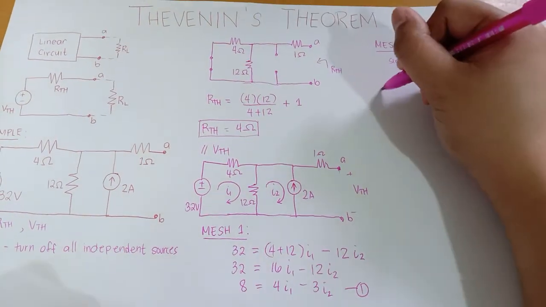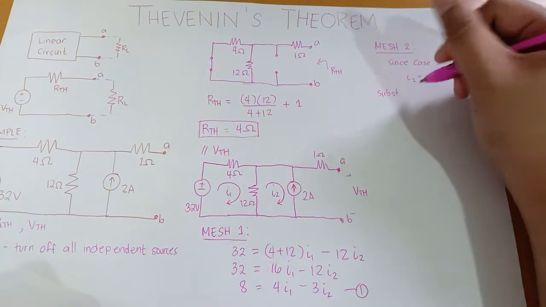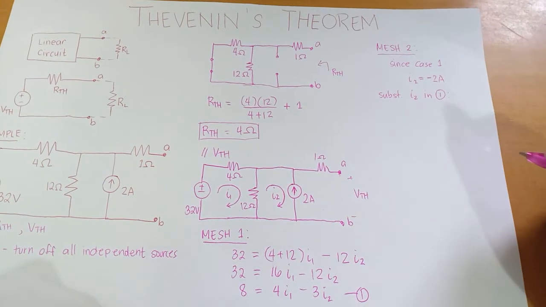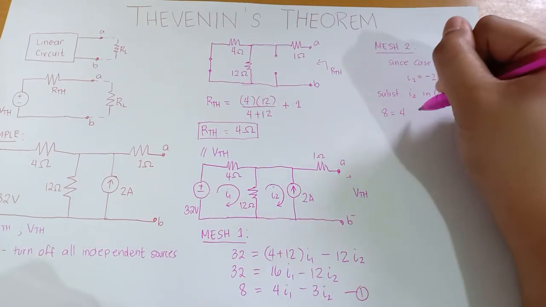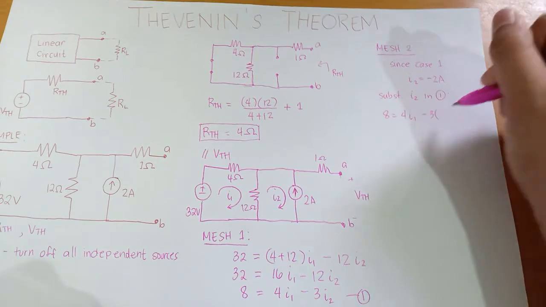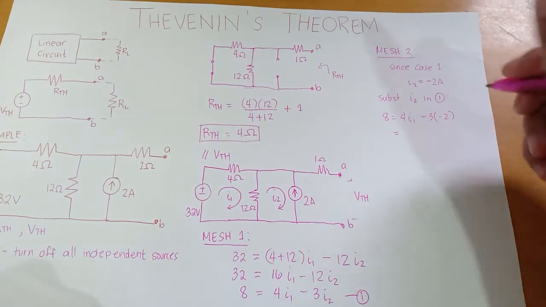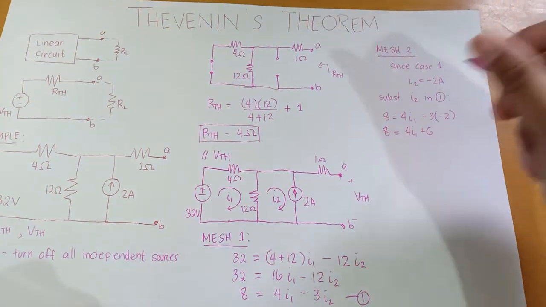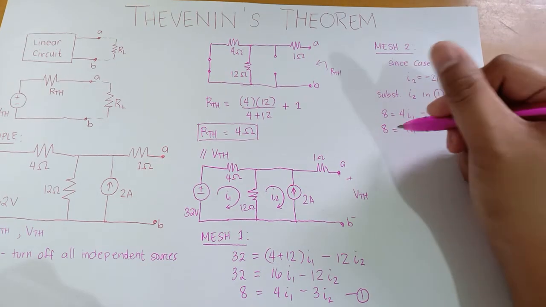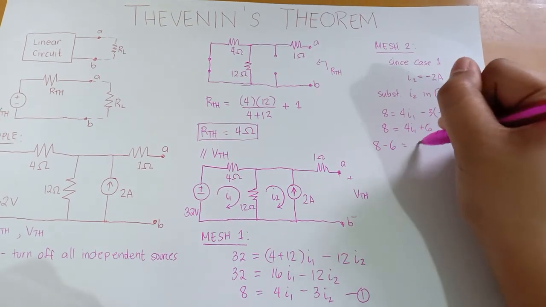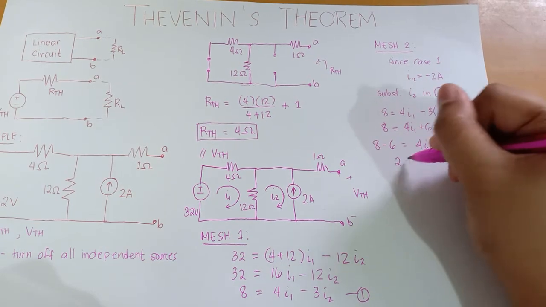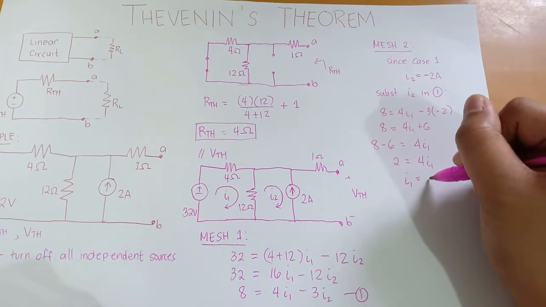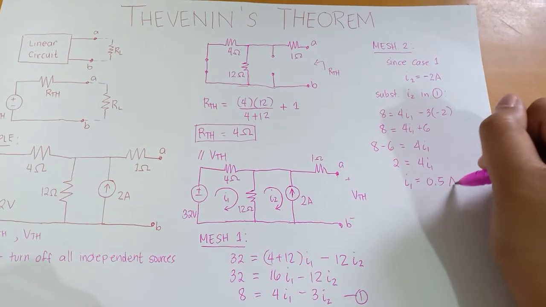So, next, alam na natin yung I2. Kailangan lang natin I1. I-substitute na natin. Substitute I2 in equation 1. So 8 is equal to 4 times I1 minus 3 times negative 2. So, ito, 6, 4 I1, 8. Transpose natin sa kabila. So, we have 8 minus 6 equal to 4 I1. 2 is equal to 4 I1. And then, I1 is equal to 0.5 amps.